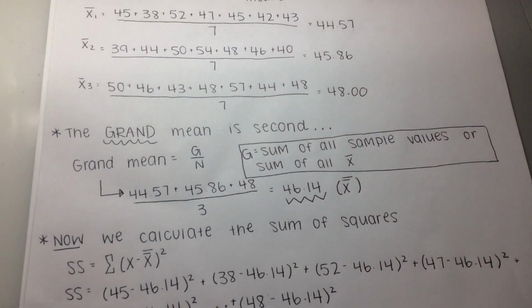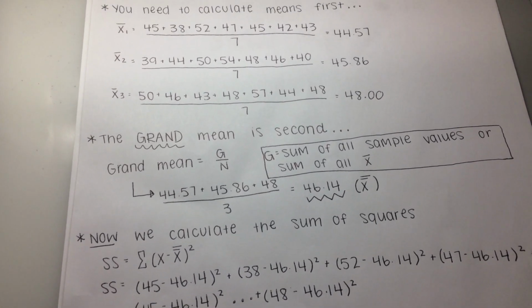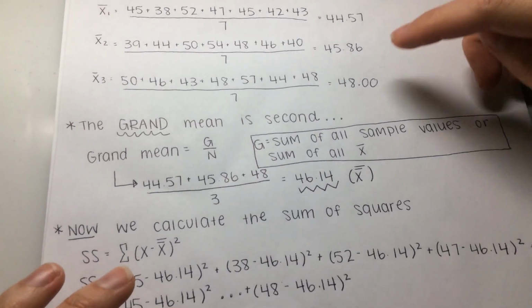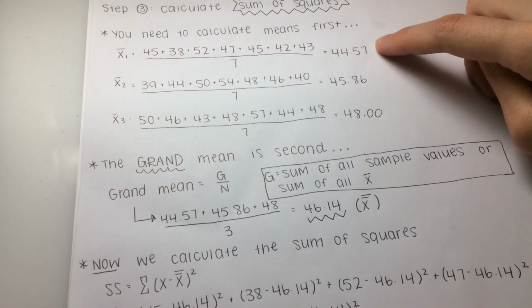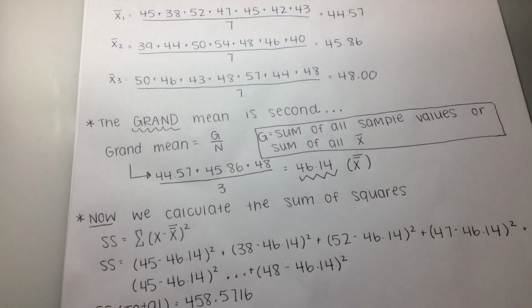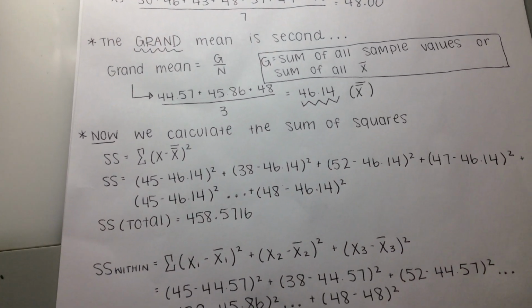Next, we will calculate the grand mean. To find the grand mean, we will sum up each value of the brands, then divide by 3. In this case, we got 46.14. Now we will finally start to calculate the sum of squares.